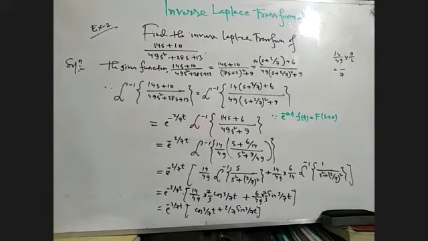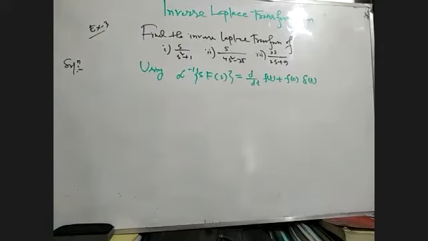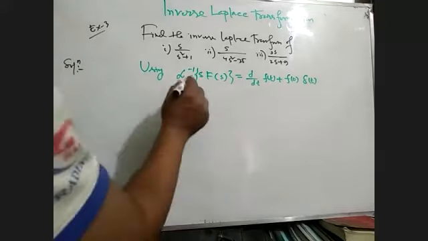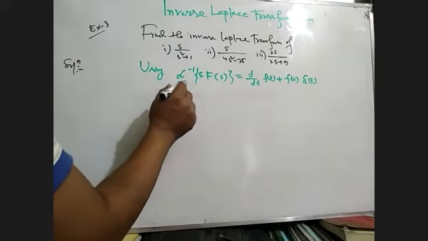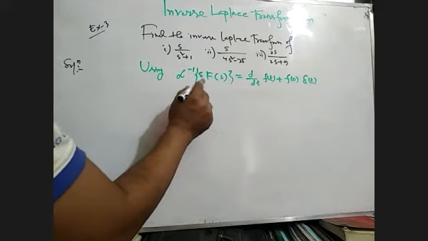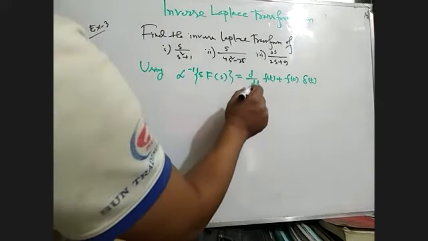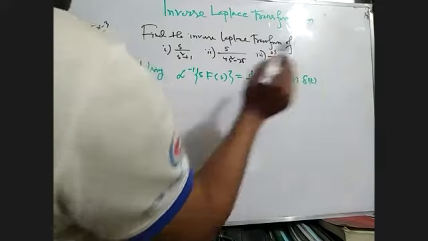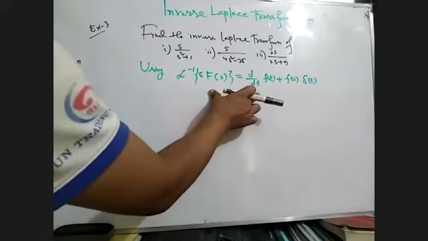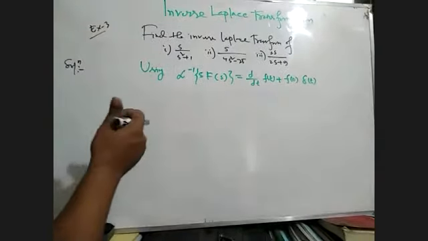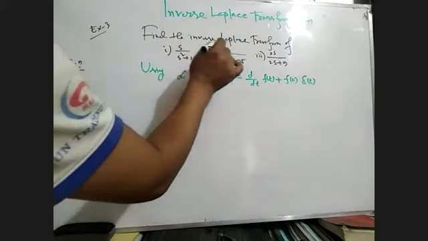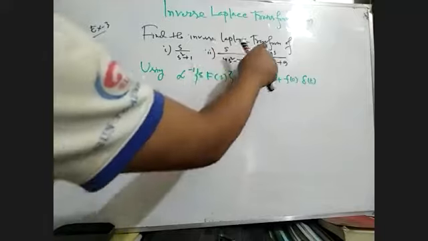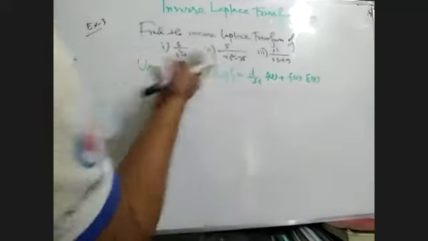Just using the same formula. Now another example 3, using the multiplying by s property. Inverse Laplace transformation of s into f of s. That means the multiplying by s property equals d/dt of the original function f of t plus f of 0 into del t. We have proved these properties in our previous lecture. So how to solve these types of problems? Using the multiplying by s property.